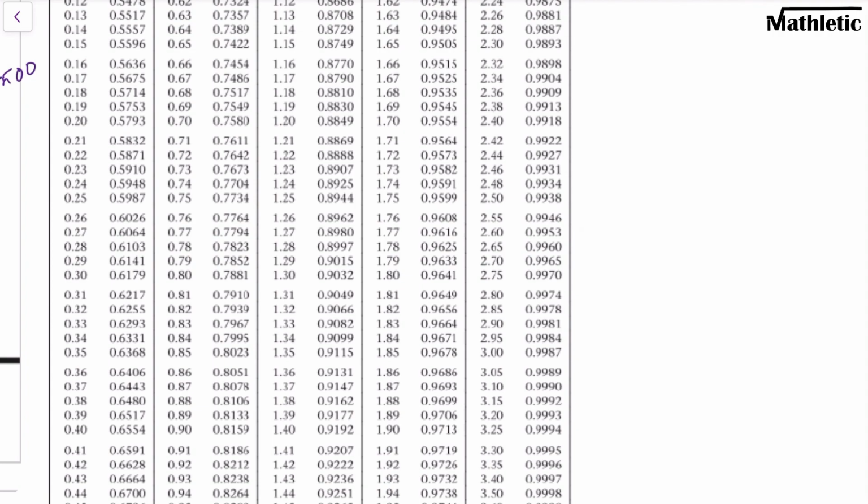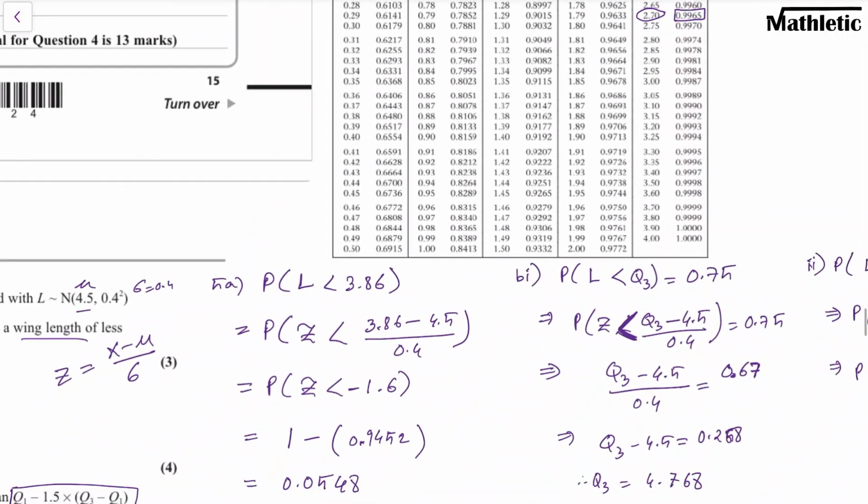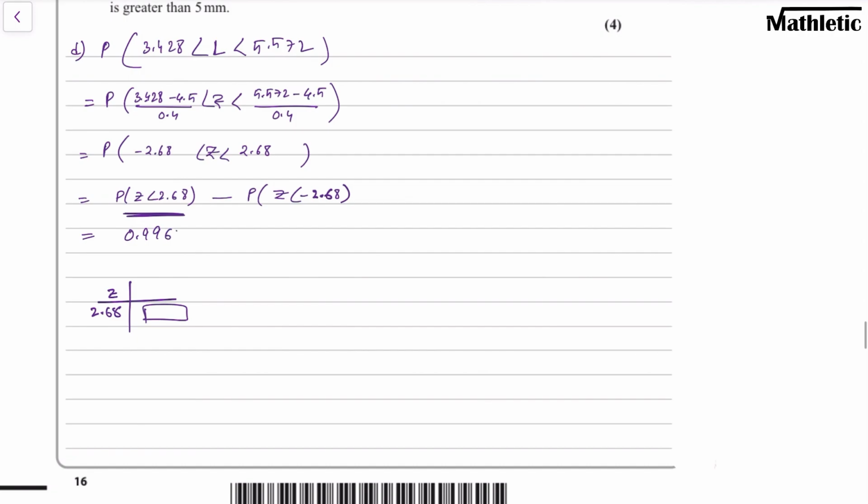2.68 is not available here. 2.65 is this one, so you have a difference of 3, 65, 68, but this one is 70, so you have a difference of 2, so it's closer to 2.7. So I will be using this one, 0.9965. And like I have already mentioned, for minus you just need to deduct that value. You cannot directly pick the value from the table. You need to deduct that value, 0.9965. So this will be 0.993. That's part D.